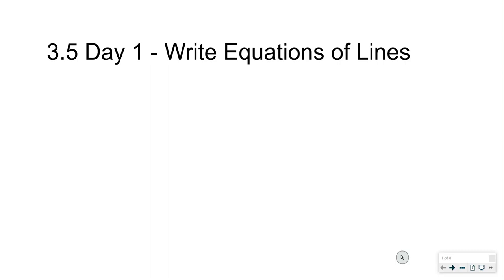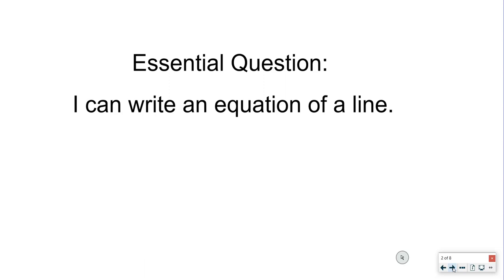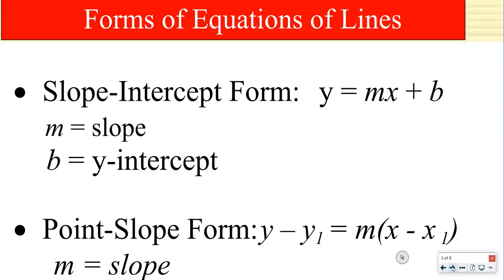All right, class, today's section is 3.5, day 1, write equations of lines. So we've talked about slope and how to find slope. Now we're going to apply that and put it into the slope-intercept form, which is y equals mx plus b, m equaling our slope, b is our y-intercept, and our y-intercept is wherever our line crosses the y-axis.